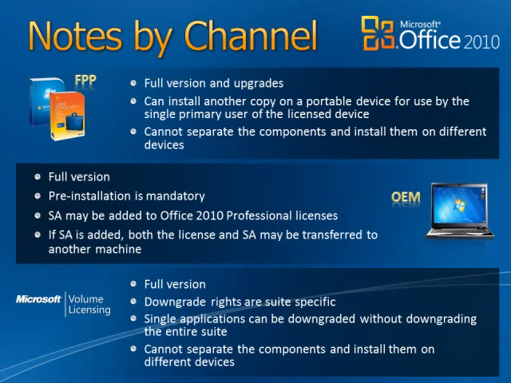You can, however, downgrade single applications within a suite. So let's say, for instance, with Access that you needed to use an earlier version of Access, but nothing else, you would be allowed to downgrade just that one product. And again, you are not allowed to separate the components of Office and install them on different devices.